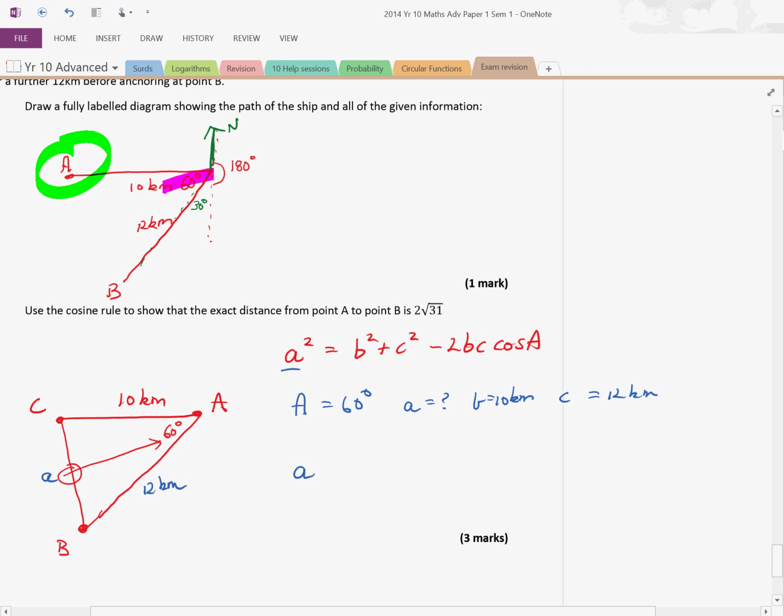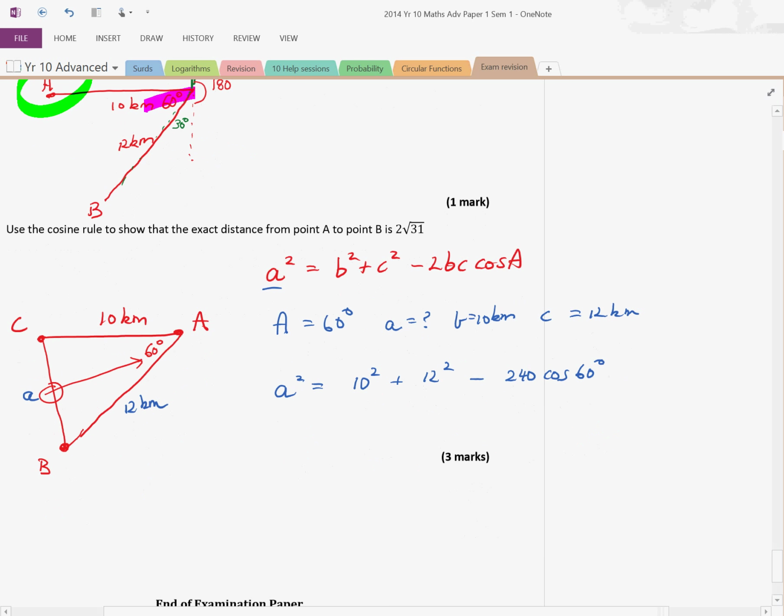So now let's do it. a squared, what we're trying to find, is equal to b squared, which is 10 squared, that's 100, plus c squared, 12 squared, minus 2bc. 10 times 12 is 120, times 2 is 240. So that's 240 cos of 60 degrees. And guess what? You don't have a calculator, so you need to be able to do this without one. 10 squared is 100, plus 12 squared is 144, minus 240 times cos of 60. And if you don't go into your exam knowing your cos values, you are going to struggle.